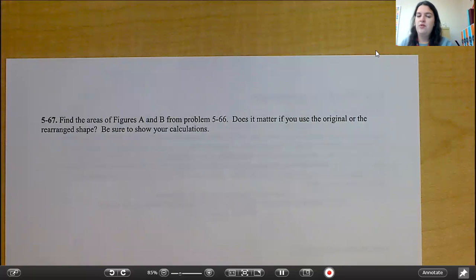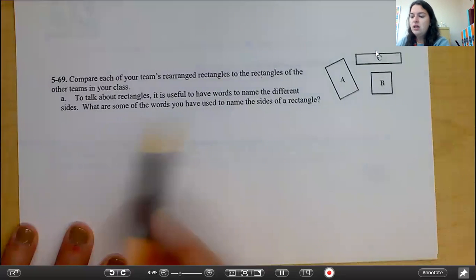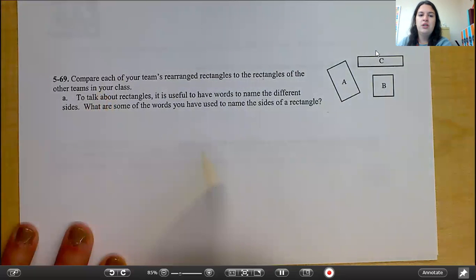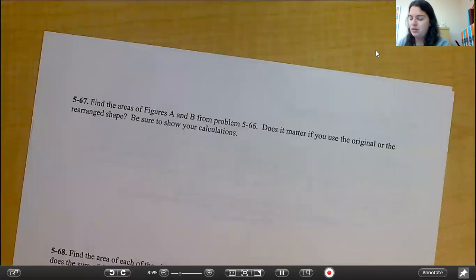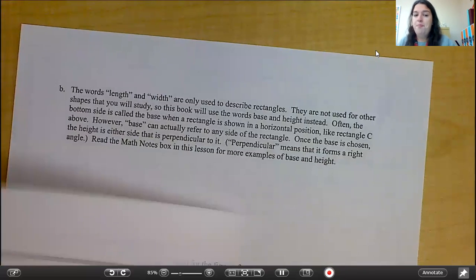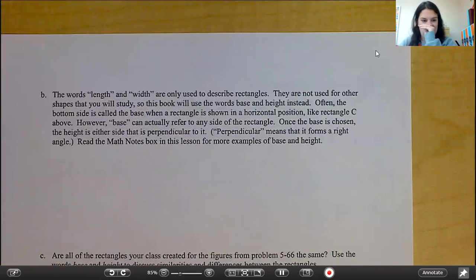Okay, if you're back with me, you answered question 5-67. We're going to save it to talk about it in class. 5-69 says, compare each of your team's rearranged rectangles to the rectangles of the other teams in your class. Part B is the only one that we are answering.